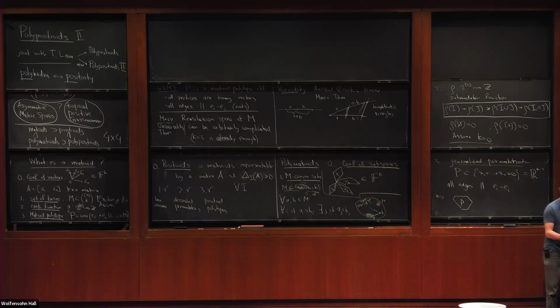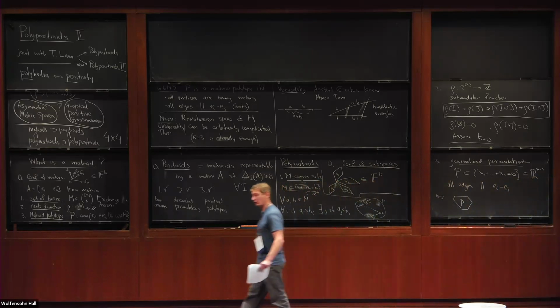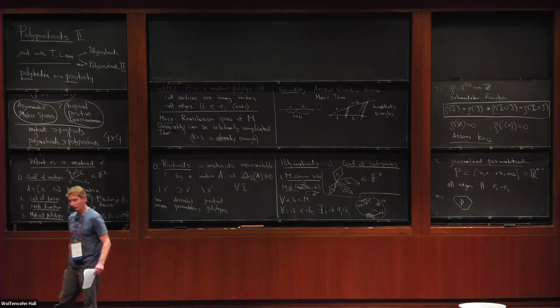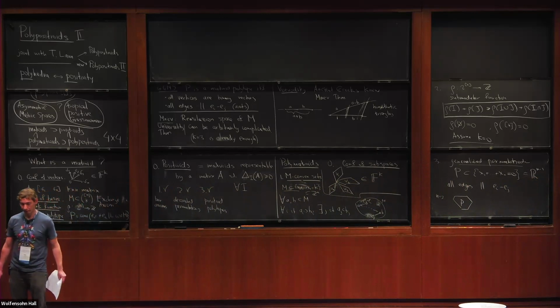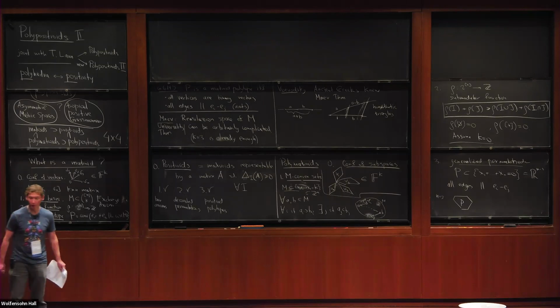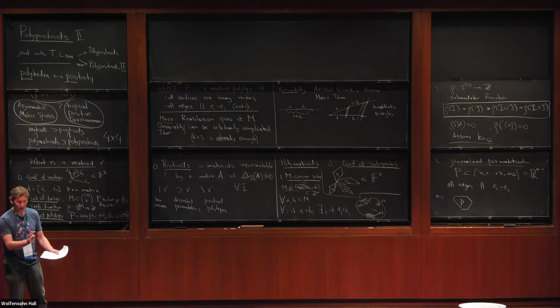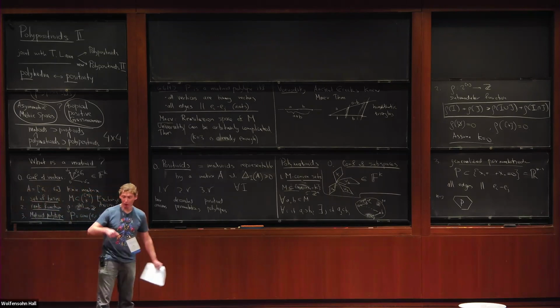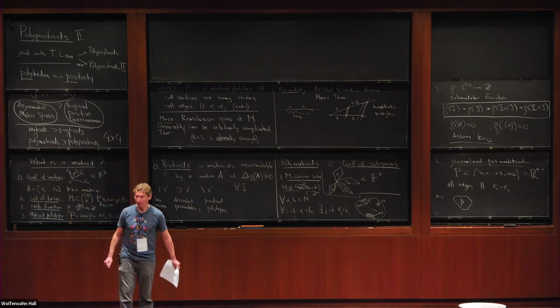Now let me go to polypositroids. Yes? Is it equivalent to say that the facet normals of the polytopes are binary vectors? Facets? No, that's not true. They are also binary vectors, but that's a theorem. In one direction it follows, but it's not true in general.